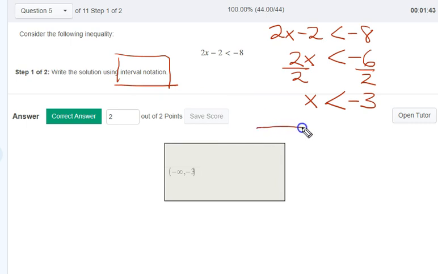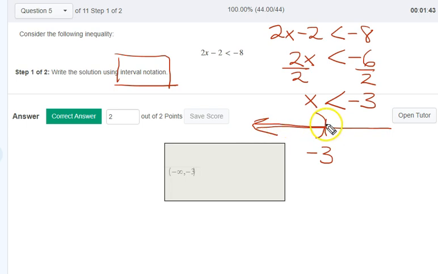Well, if I were a student, I'd make a little graph of this. This is a -3. What do I use here? A parenthesis or a bracket? And in which direction does it go? Well, it says x is less, so we're going to have it go this way and then thicken. And this would be the graph.